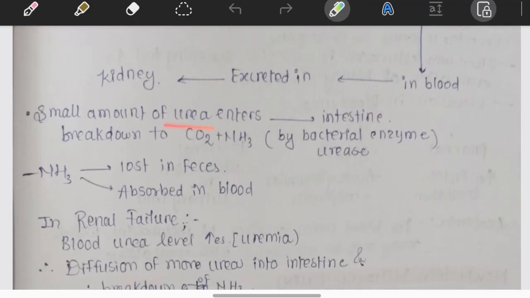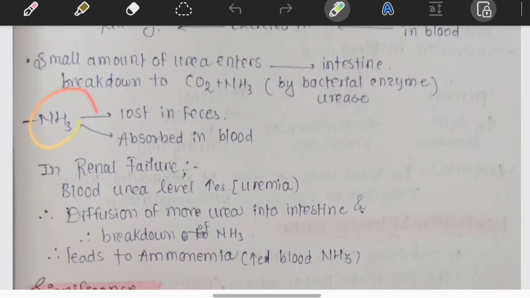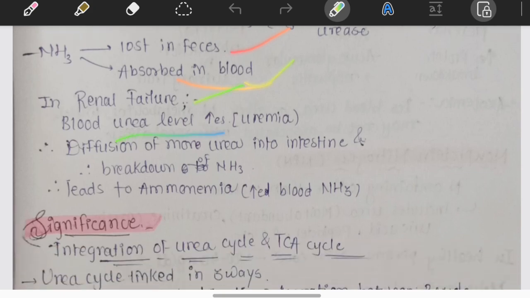A small amount of urea enters the intestine and is broken down to CO2 and ammonia by bacterial enzyme urease. So NH3 is lost in feces or absorbed in the blood, in two ways. In renal failure, blood urea increases, called uremia, and more urea diffuses into the intestine, causing breakdown to NH3, which leads to increased ammonia in the blood.